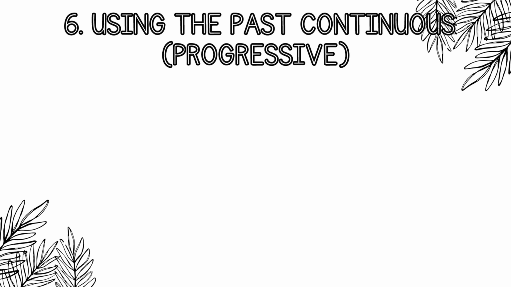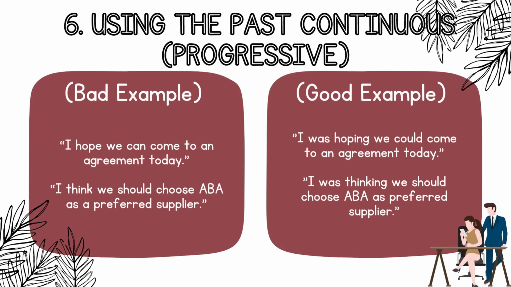Using the past continuous. A bad example is, I hope we can come to an agreement today, or I think we should choose ABA as a preferred supplier. Good example is, I was hoping we could come to an agreement today, or I was thinking we should choose ABA as a preferred supplier.